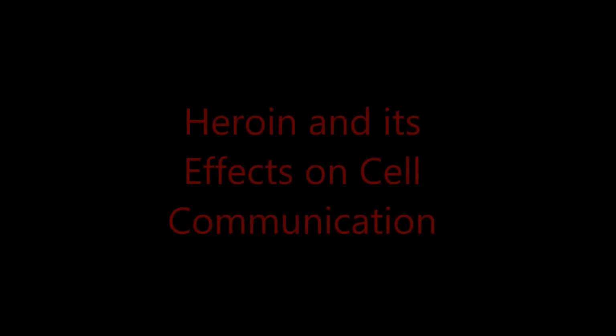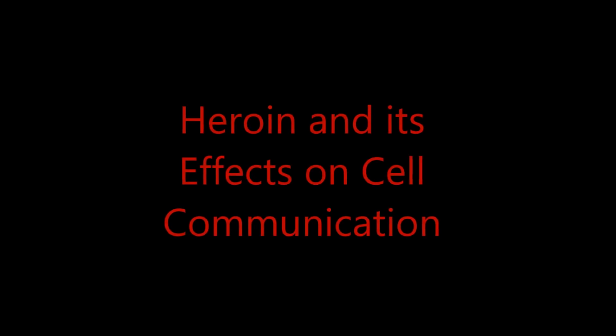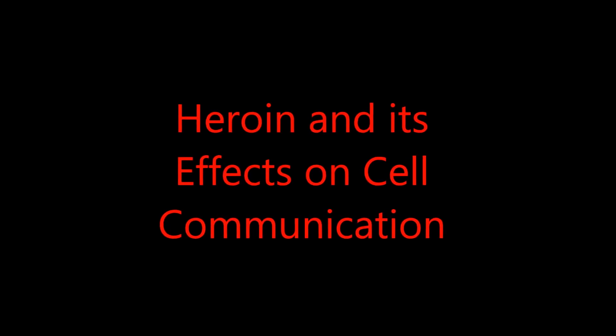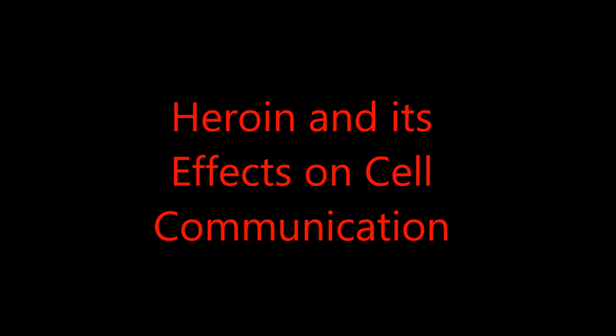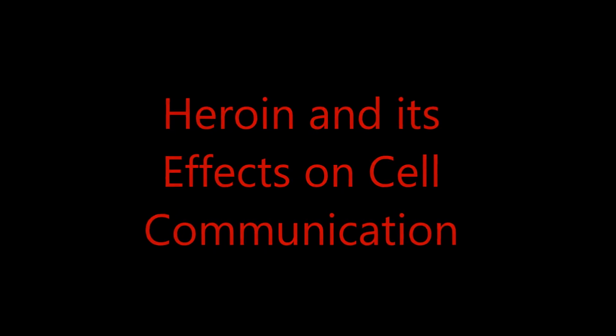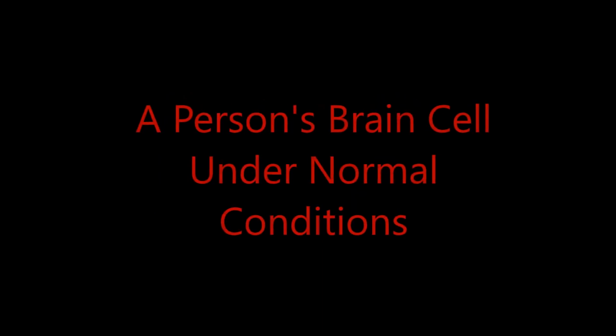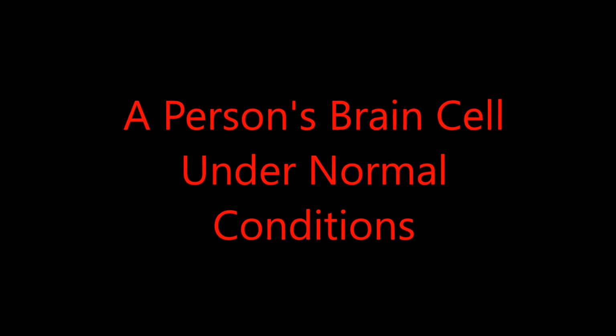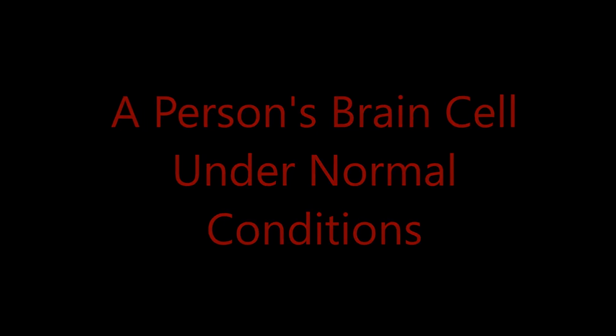Now we're going to do heroin and its effects on cell communication. Heroin affects the way brain cells function through a person's feelings. Now we're going to show you a person's brain cell under normal conditions, which is feeling no emotion.